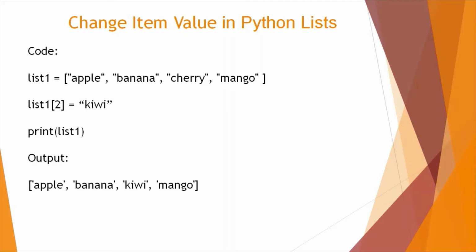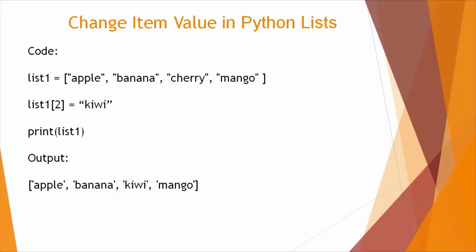So here's how we can change an item in a Python list. I have declared a list that is apple, banana, cherry and mango, and I want to change the element present at index 2 to kiwi. So I will type list1 and pass the index, and change the element at index 2 to kiwi. Apple is at index 0, banana is at index 1 and cherry is at index 2, so it will change the element cherry to kiwi. This is how we can change an item in a Python list, and the output will be apple, banana, kiwi and mango.